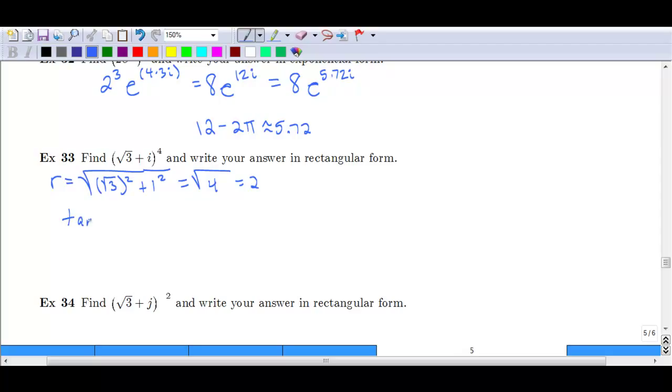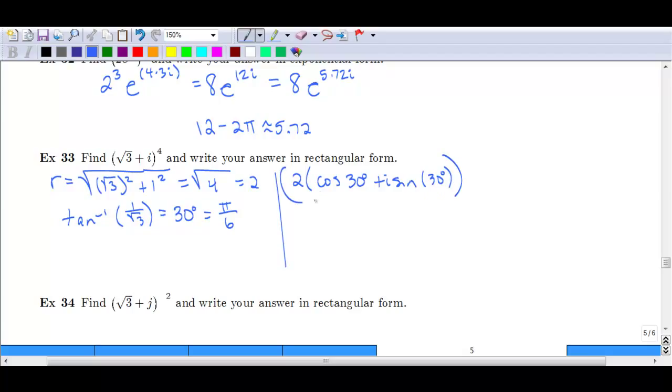And then we want to take tan inverse of 1 over the square root of 3. If we do that, if we want to stay in degrees, we would end up with 30 degrees. If we want to be in radian mode, that would be pi over 6. It's up to you, whichever you prefer. And then now we would take this 2 times the cosine of 30 degrees plus i sine of 30 degrees.